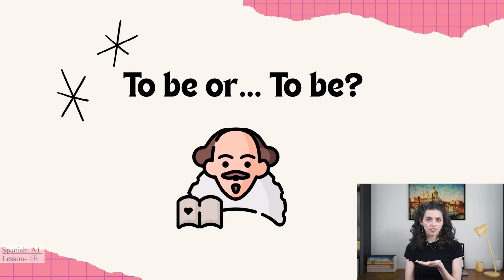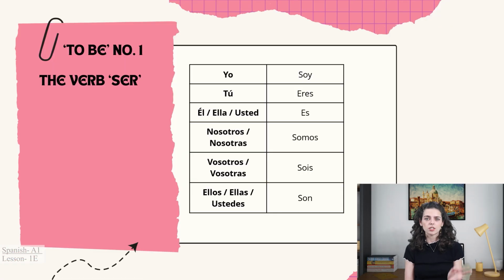We will start with a bit of a confusing one, but it is important to know this verb from the beginning. To be, or to be. It is one of the most commonly used verbs in Spanish, so it will be useful to become familiar with it since the beginning, even though it might seem a little bit daunting or confusing. Starting with the first translation of the verb to be, the verb ser. The verb ser can be used in different contexts.